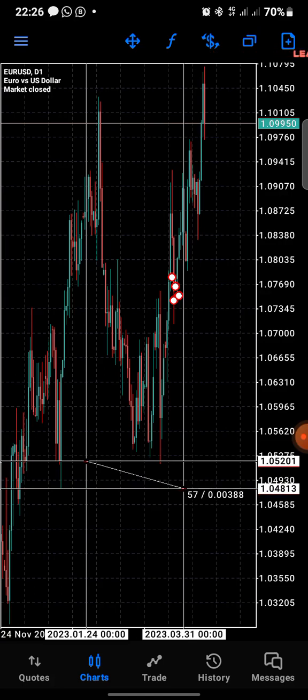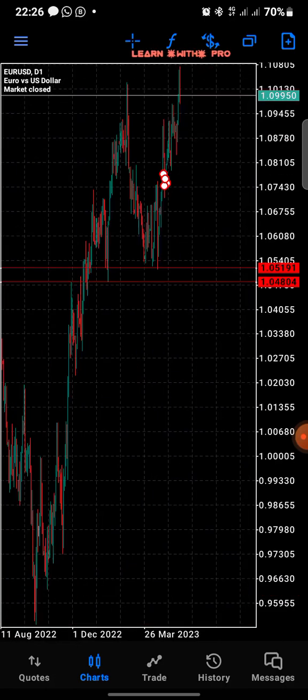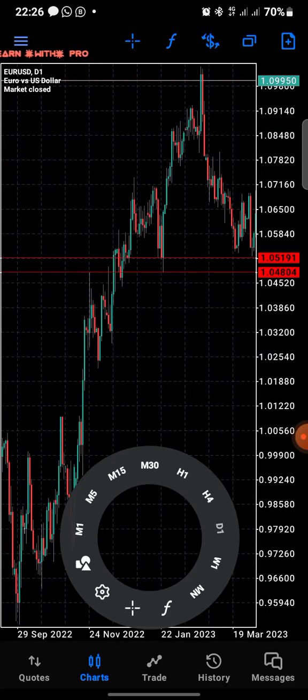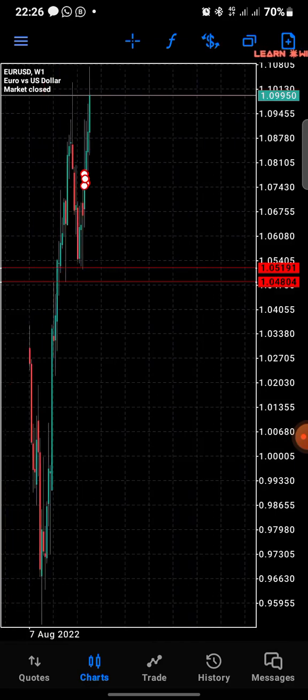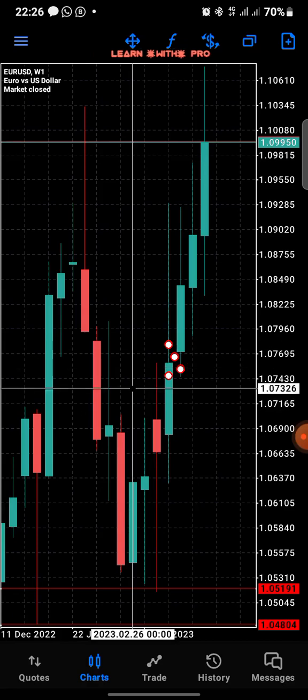The distance here, from that place to that place, is like 57 pips. It's 388, that's the difference. That's the distance. So by that, we can take that as a new support level. If we go to week one now, we won't see much difference in that line. This is the line here.